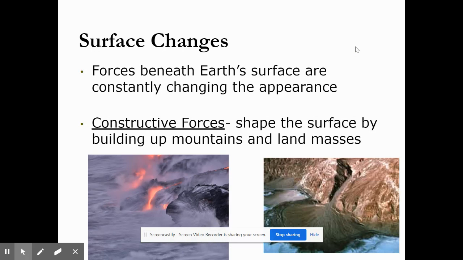When we're looking at surface changes, these are forces down inside the Earth that can change the surface. So we have two different types. We'll first start out with constructive forces. If you think of the word construct or construction, you're thinking about building, like construction companies build things. If you're constructing something out of Legos, you're building it. So constructive forces are shaping the surface by building up things like mountains, volcanoes, land masses.